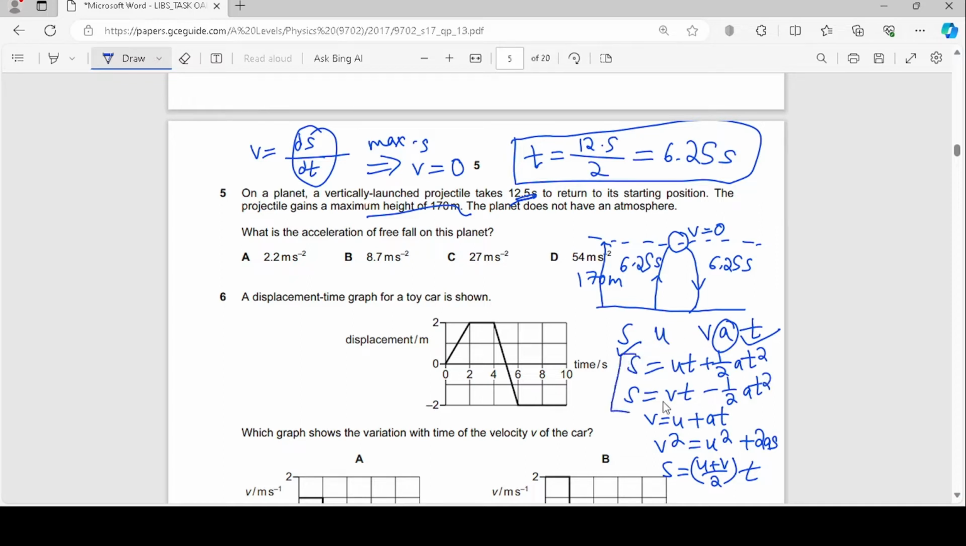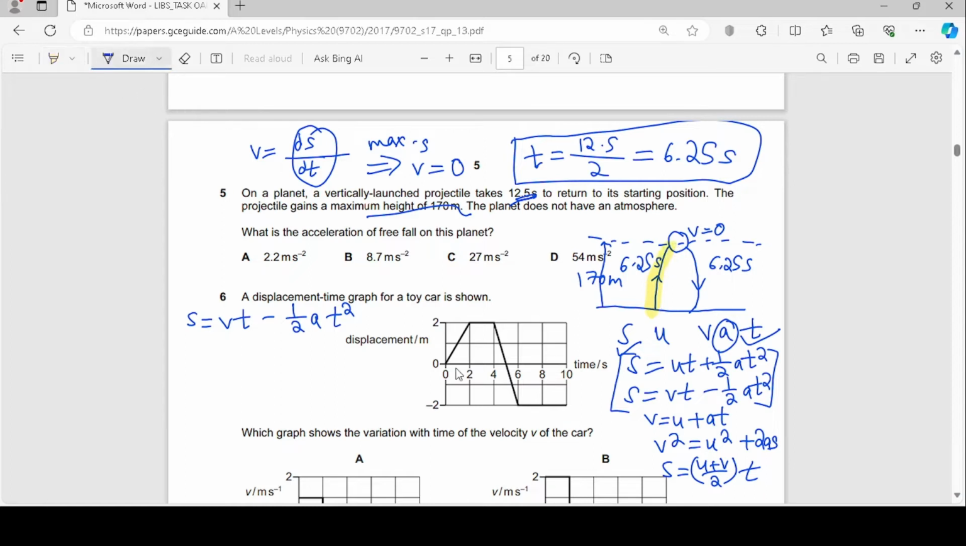Basically the equations we would use are one of these, S equals ut plus half at squared, or S equals vt minus half at squared. It depends. Me personally, I'm going to use, for example, S equals vt minus half at squared, and for that I'm going to take this journey. I'm going to highlight it.